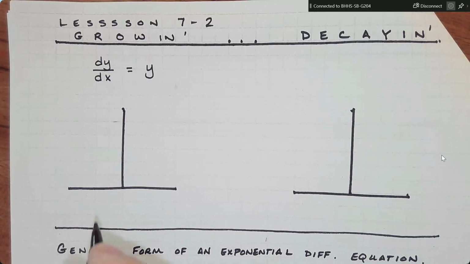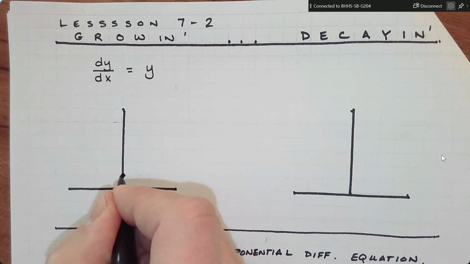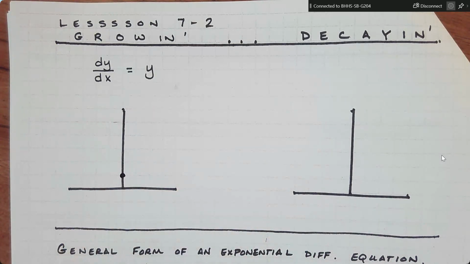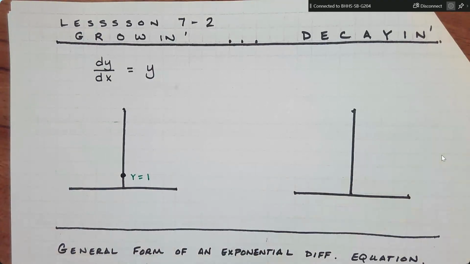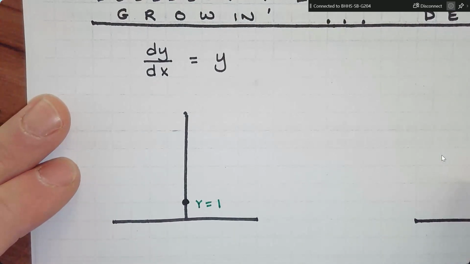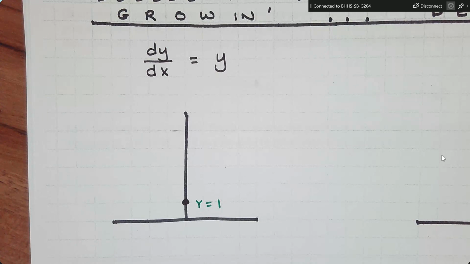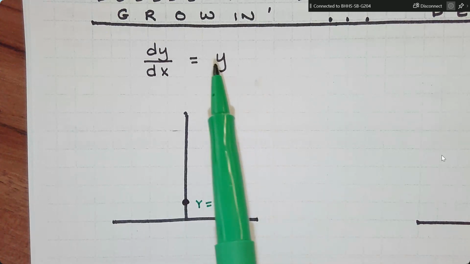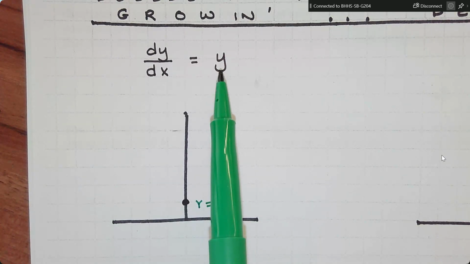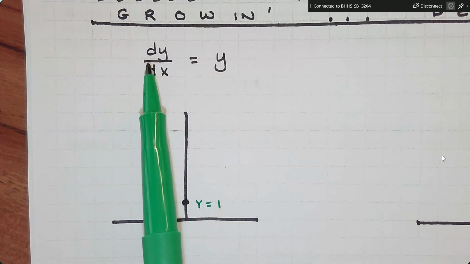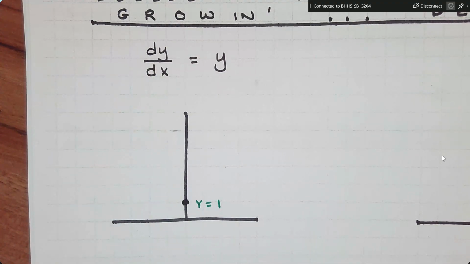And just for giggles, let's suppose that this function starts at that point right there. What's the y value right there? Yeah, y equals 1. Zoom in on that a little bit. Okay, well this is not rocket science, folks. If the y value is 1, what's the rate of change? 1, right? They're always exactly the same.